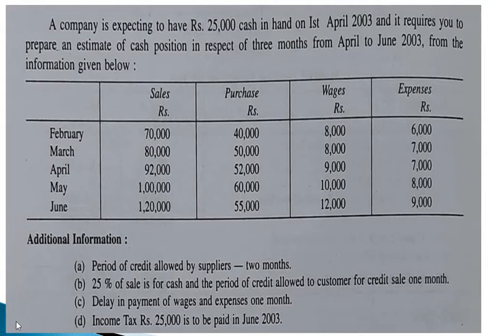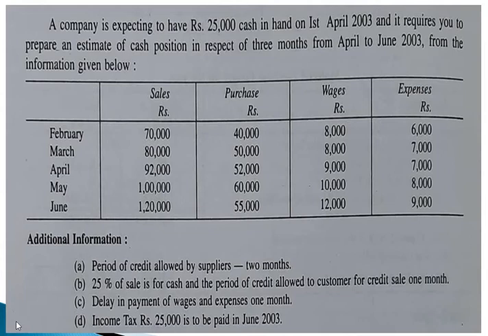Now, if you look at point number B, it says 25% of sales is for cash, and the period of credit allowed to customers for credit sales is 1 month. So it means that out of the total sales, 25% is cash sales and the remaining is credit sales. And for this credit sales, the credit allowed to customers is 1 month. So the credit sales in the month of February will be received in the month of March. The credit sales in the month of March will be collected in the month of April, and so on and so forth.